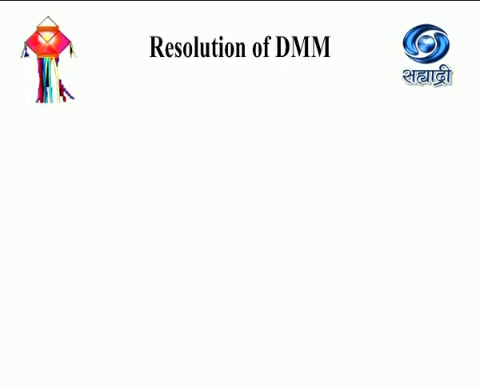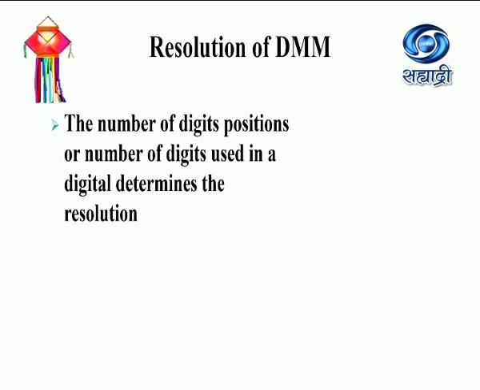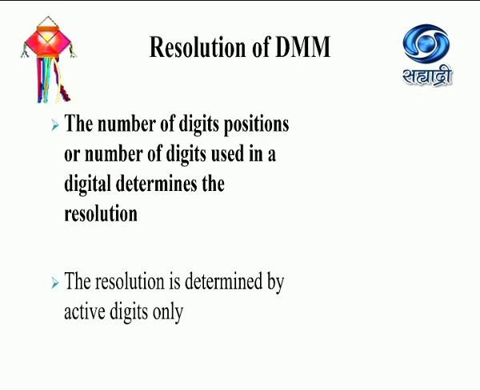Then when we consider DMM, we have to understand the resolution of DMM. So what is this resolution of DMM? The number of digit positions, or number of digits used in a digital meter, determines the resolution. So the resolution is determined by the active digits only.